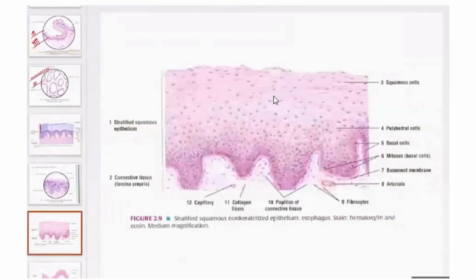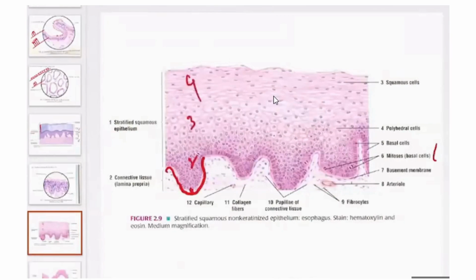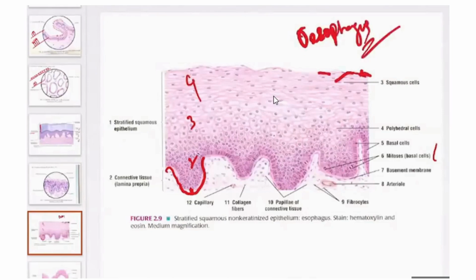Again, don't worry, there are many layers, right? This is the basement membrane. Next you get one columnar layer cell, polyhedral cell, squamous cell, right? So many layers are present along with the absence of keratin pigment. So it is non-keratinized epithelium seen in esophagus and vagina.